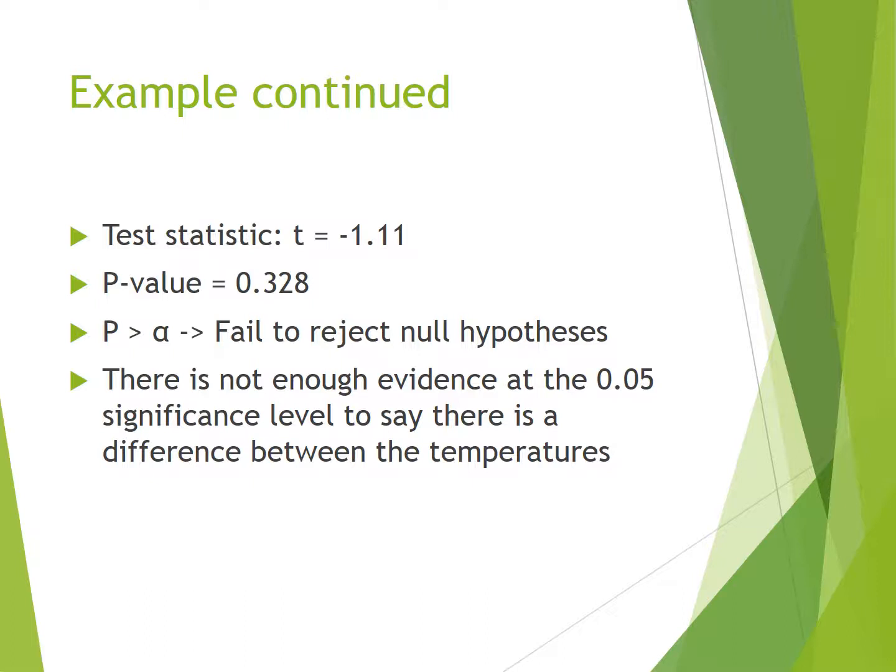My test statistic is T equal to negative 1.11. The p-value is 0.328, which is certainly greater than my significance level of 0.05, which means I fail to reject the null hypothesis. There is not enough evidence at the 5% significance level to say there is a difference between these temperatures.